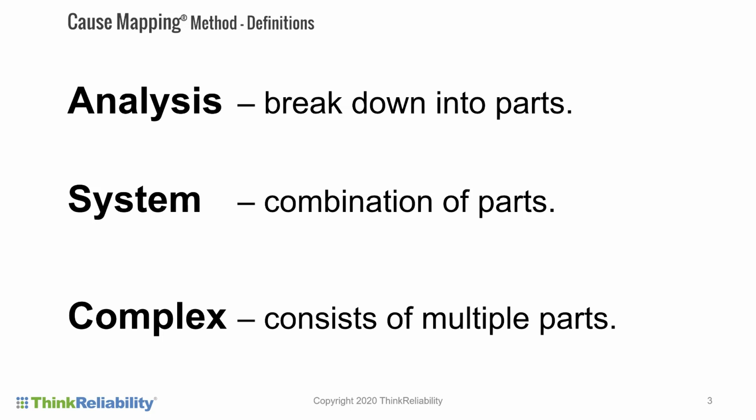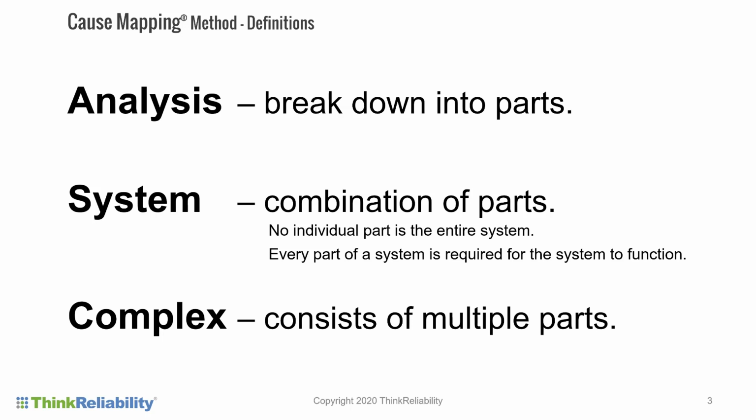Systems are used to describe many different things. But systems overall are a combination of parts. No individual part is the entire system. Every part of the system is required for the system to function. Just a pretty simple explanation of what a system is. It's a combination of parts that interact and function as a whole.